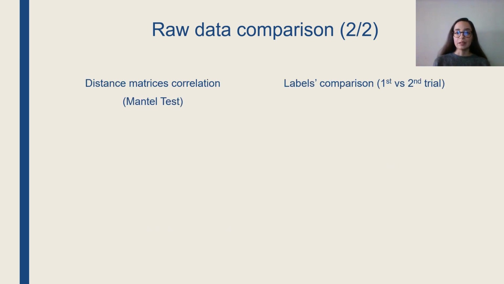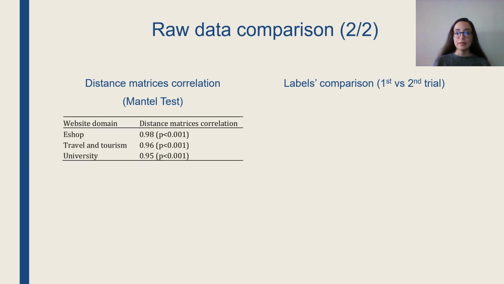Card sort data are typically summarized as a cards x cards distance matrix. Each cell value in this matrix measures the dissimilarity between two cards and ranges from 0 to 1. We used the Mantel test to check the null hypothesis that the distance matrices produced by the same users involved in the two card sort trials are not correlated. Mantel tests found a significant and very strong correlation between the two distance matrices of each website domain.